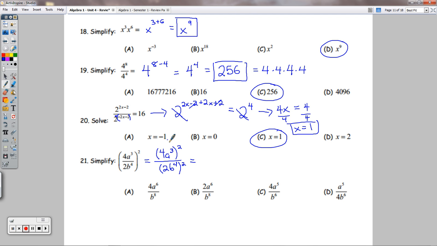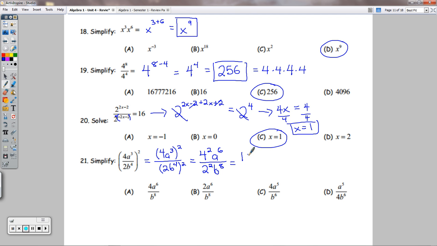And then we have here powers raised to powers. This is like 4 to the first raised to the second. So you have 4 squared, multiply 1 times 2. And then here you have a to the third squared. That would be a to the 3 times 2, or a to the 6th. On the bottom, it's like 2 to the first squared. So that's 2 to the 1 times 2. That's 2 squared. And then this power to a power, we're going to multiply those powers as well. So we have b to the 8th.